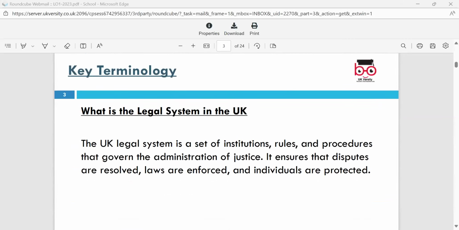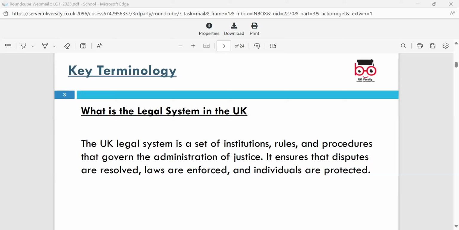So, firstly, what is the legal system? The legal system in the UK is a set of rules, institutions and procedures that govern disputes and how the law is enforced in the UK. Society plays a big part in this, and we have to implement the law and any rules for us to follow. The legal system is there to make sure everyone is protected and the laws are enforced.